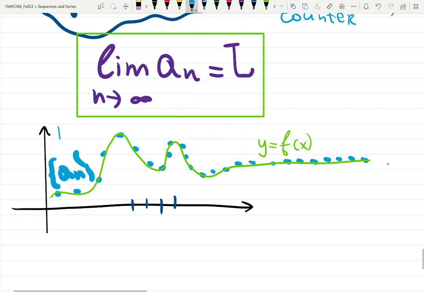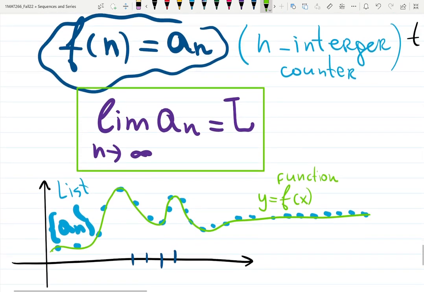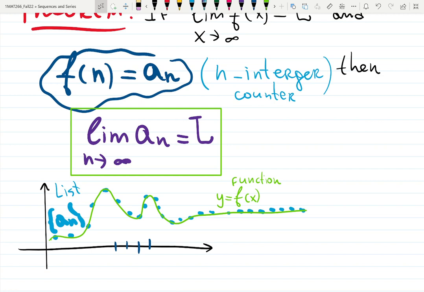Let me write it down. A sub n is a list of data, or just a list. While f of x is a function. You connected them by making an equal sign between them. So that's kind of the idea. What do you think about this? Does it make sense? Connecting the dots.